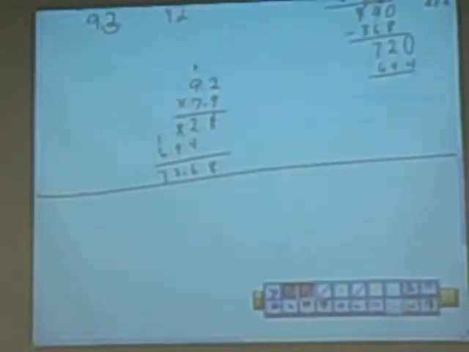This next problem here, we want to first of all estimate by rounding, then divide and round to the nearest hundredth.